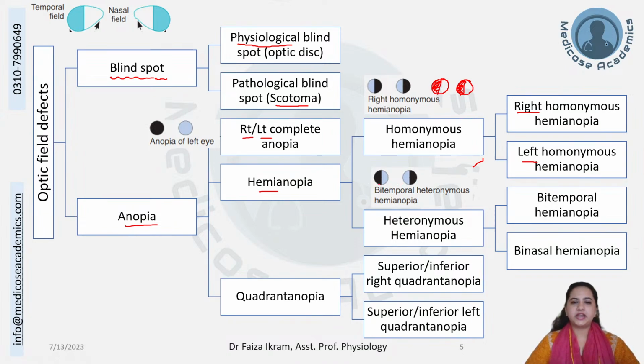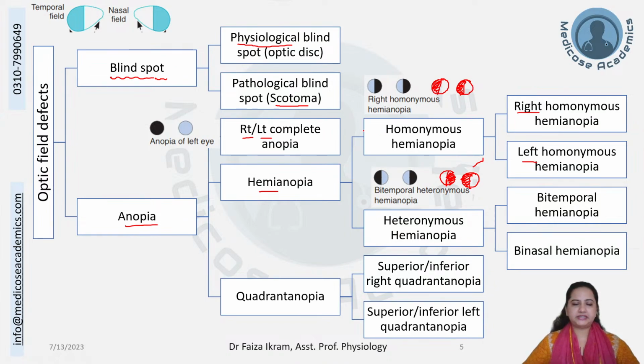This can be called heteronymous hemianopia or bitemporal hemianopia. Temporal fields of vision of both eyes are lost, or this could have been nasal hemianopia, where the nasal field of vision of both eyes is lost. Both are hemianopias. If this is different for both eyes, right or left, this is heteronymous. If the right or left field of vision of both eyes is lost, this is homonymous hemianopia.